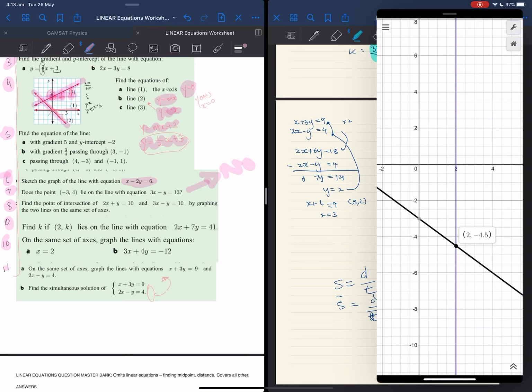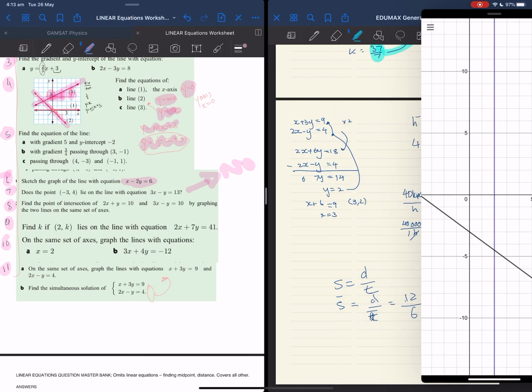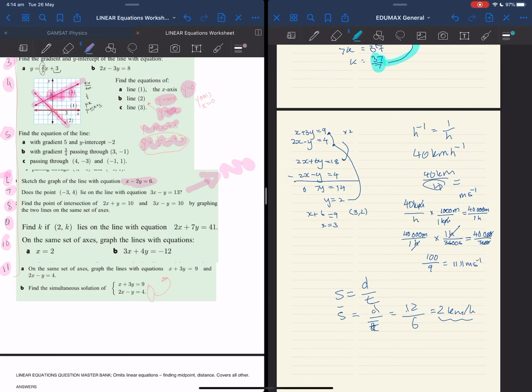And then last question, on the same set of axes, graph the lines x plus 3y is equal to 9. Okay, so you guys see where it is going, but this question I just solved it below for you guys, because it's asking you to draw it and then solve it simultaneously so that you arrive at the same answers.